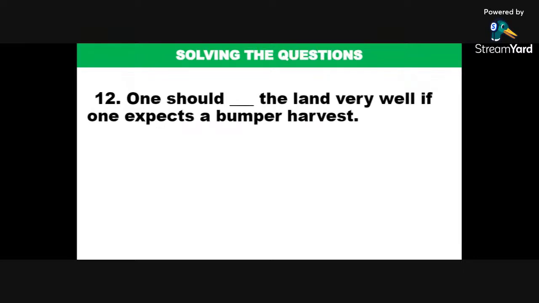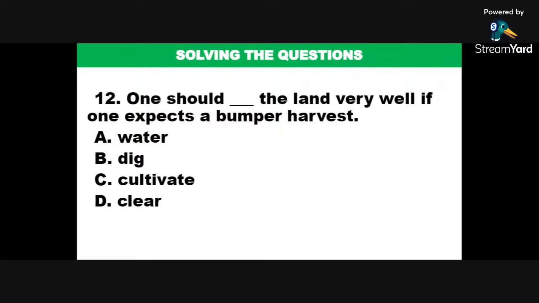Question number 12. One should dash the land very well if one expects a bumper harvest. A, water. B, dig. C, cultivate. And D, clear. So here, your knowledge of vocabulary, the vocabulary of agriculture or farming is being tested. Now, one of the words here that applies to the language of agriculture is cultivate, especially when this refers to the land. So vocabulary is one of the grammatical principles that will help us to answer this question.